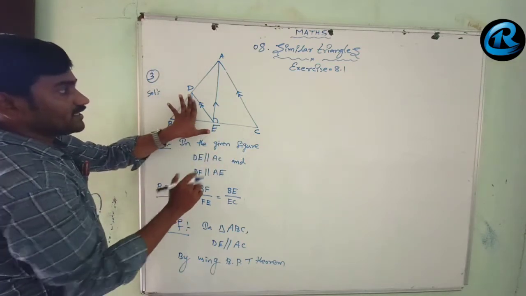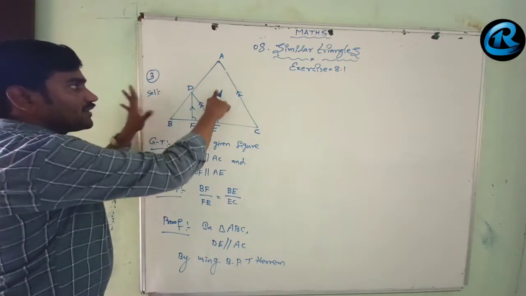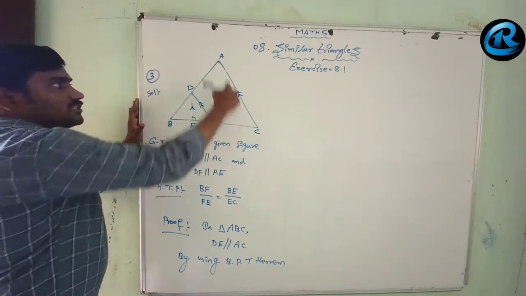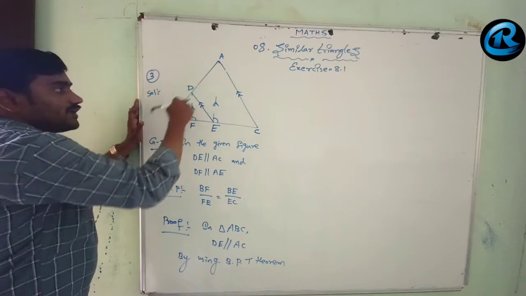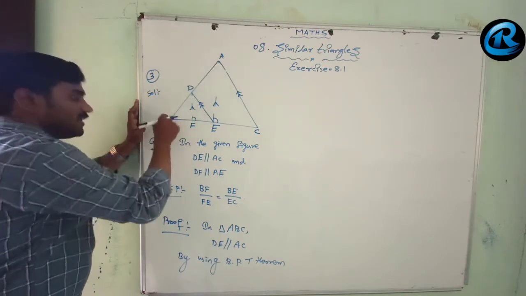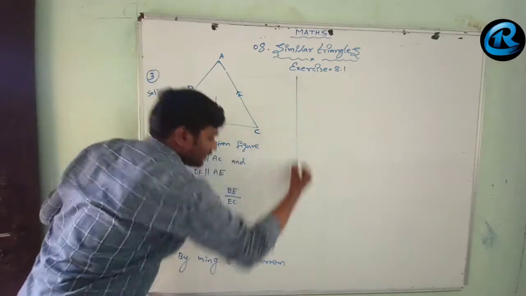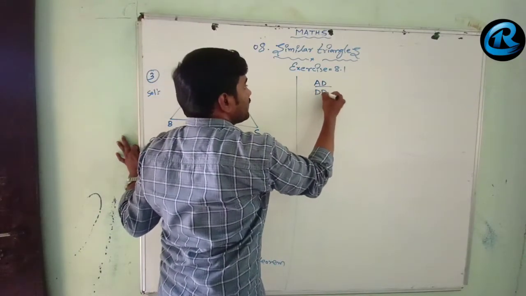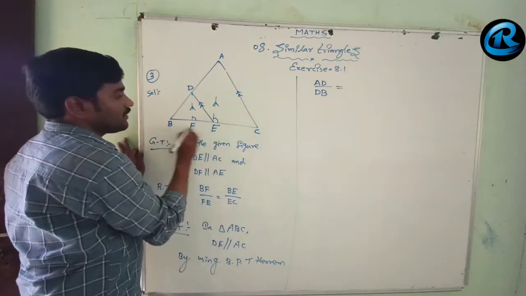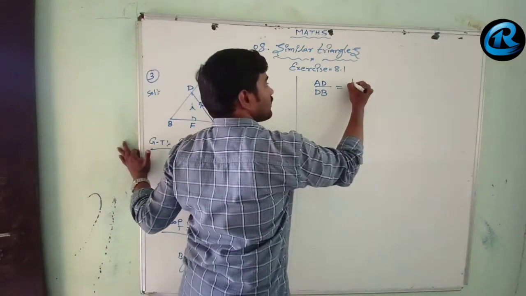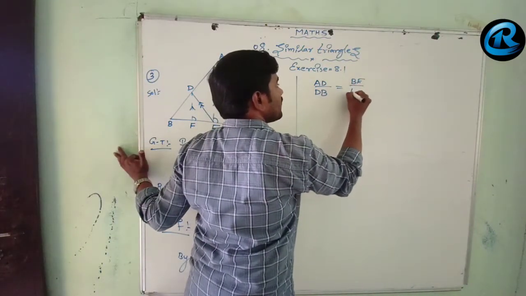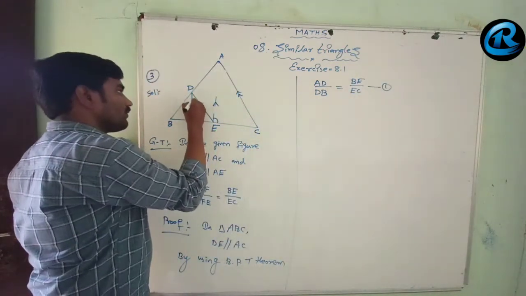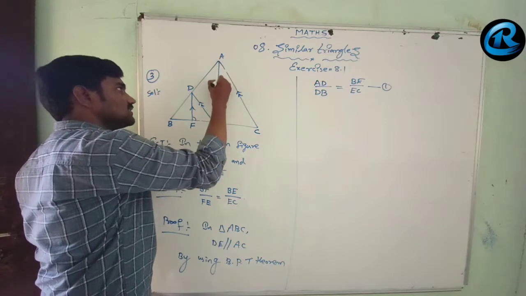Complete the BPT theorem; do not forget this. This DE is parallel to AC. So by using the BPT theorem, AD by DB is equal to BE by EC. This is equation number 1. Now we write these lines as they are.